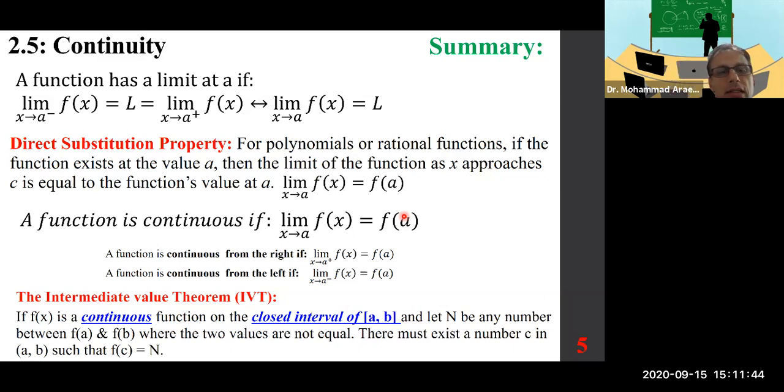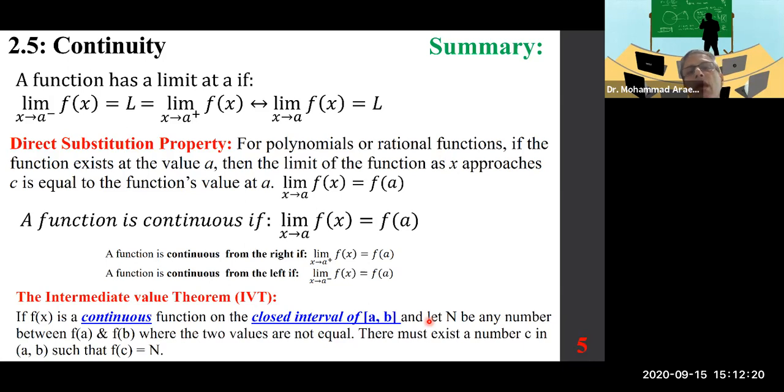The next thing is the intermediate value theorem. You have seen this, we have discussed this in pre-calculus class. The IVT says the following: if there is a function which is continuous in some closed interval of a to b, let n be any number between f of a and f of b where the two values are not equal. There must exist a number c in a comma b such that f of c equals n.